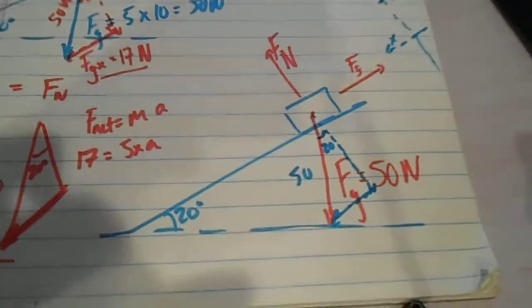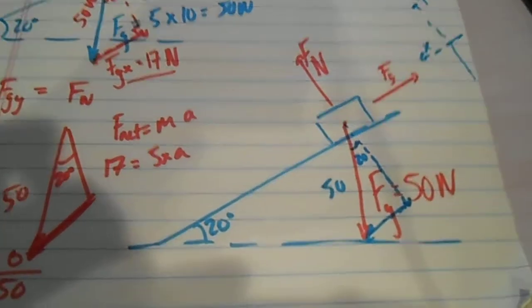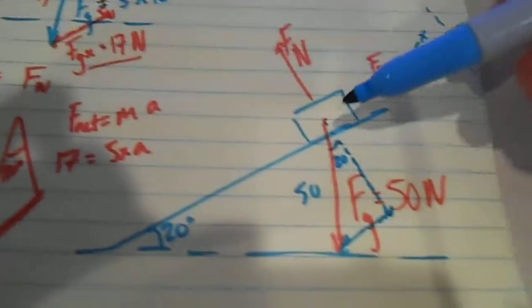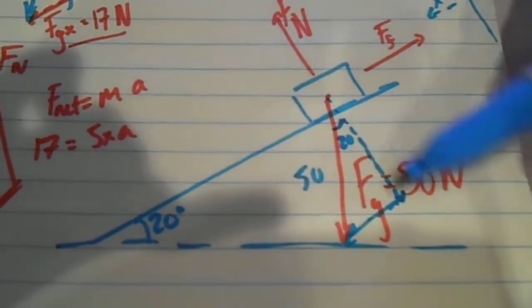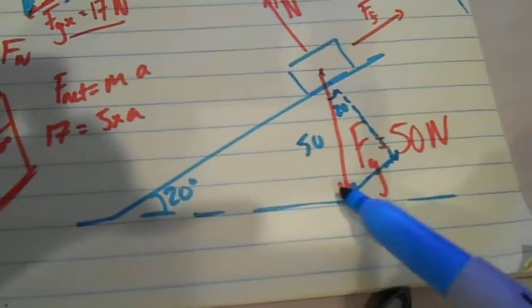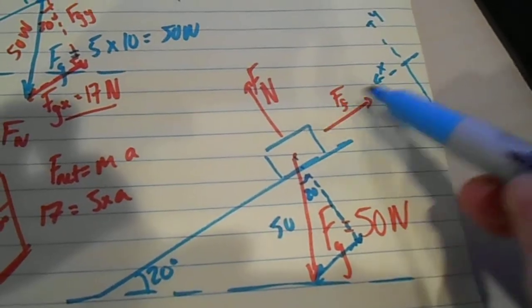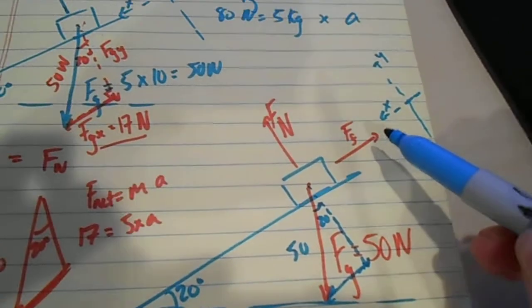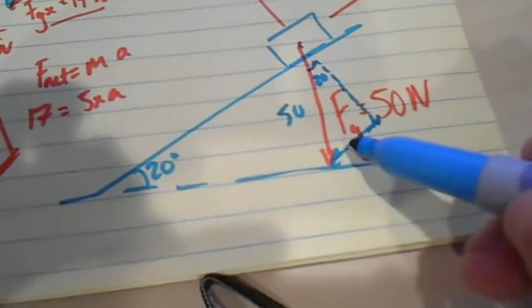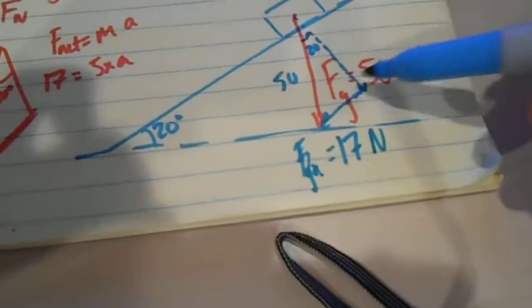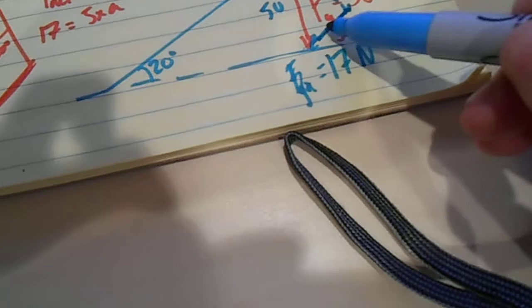So if this block is completely still, it means all the forces balance out. So the normal force balances out with the y component of gravity. And similarly, the x component of gravity balances out with the friction force. So though we don't know the friction force, you can find it because you can find the force of gravity in the x component. And because everything's the same numbers, the force of gravity in the x is still going to be 17 newtons. So that's this side right here.